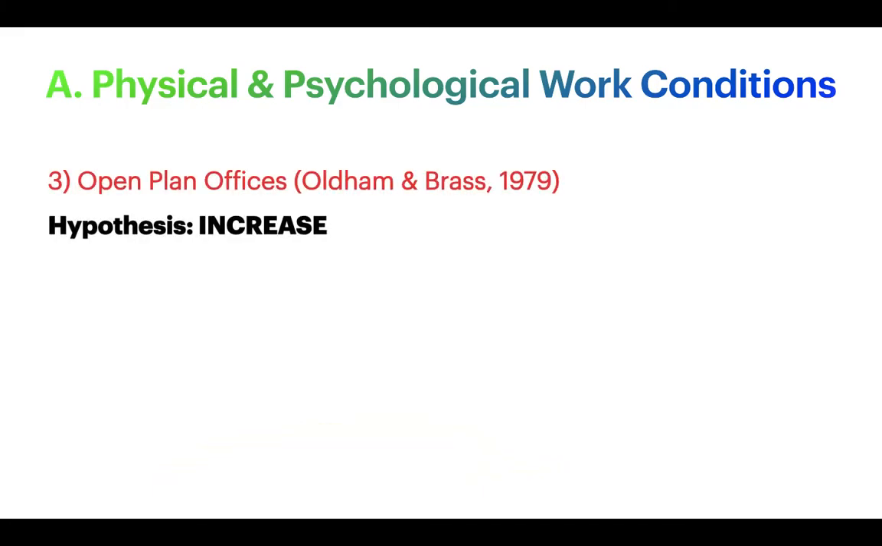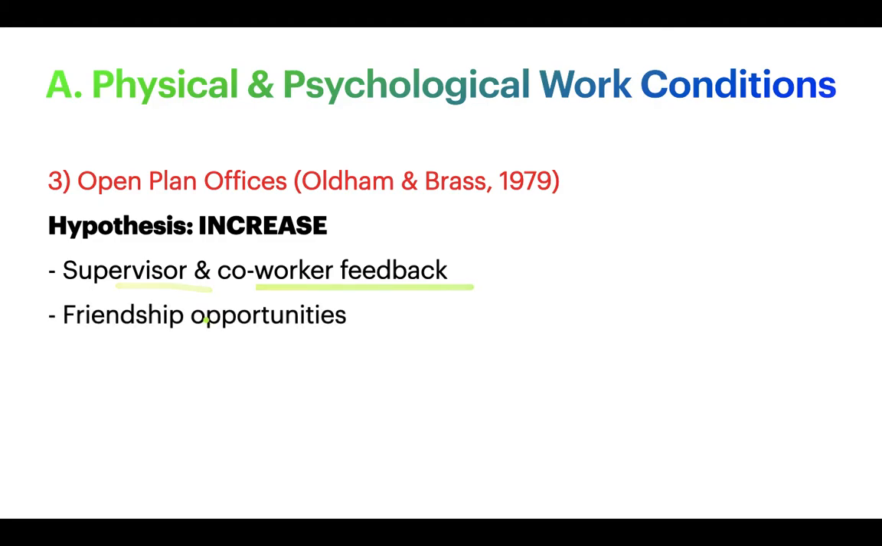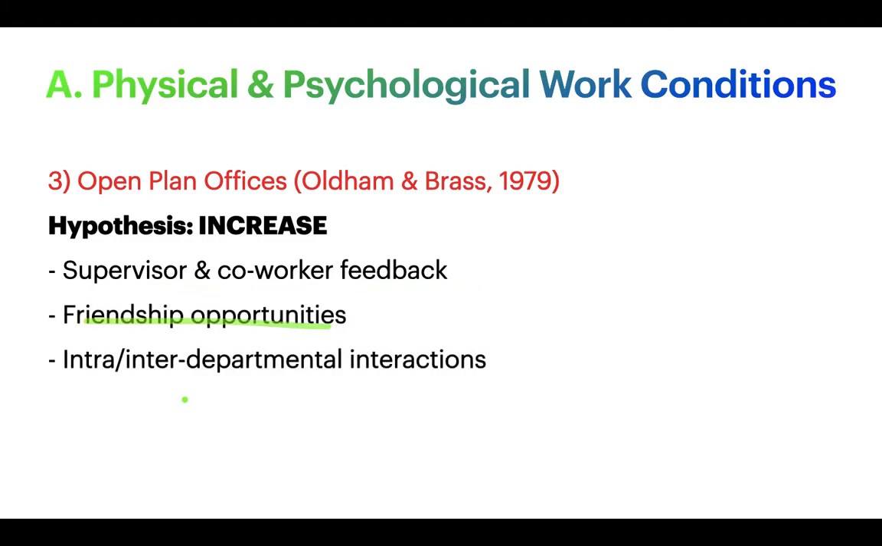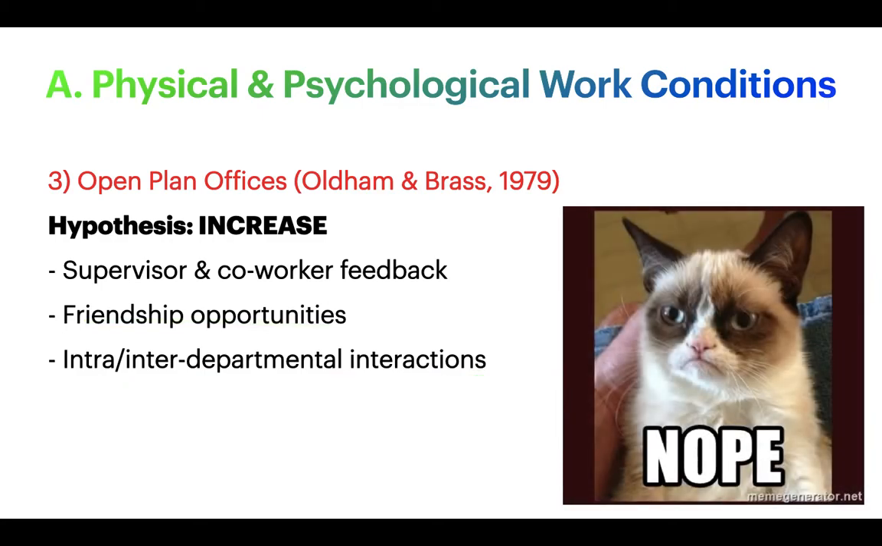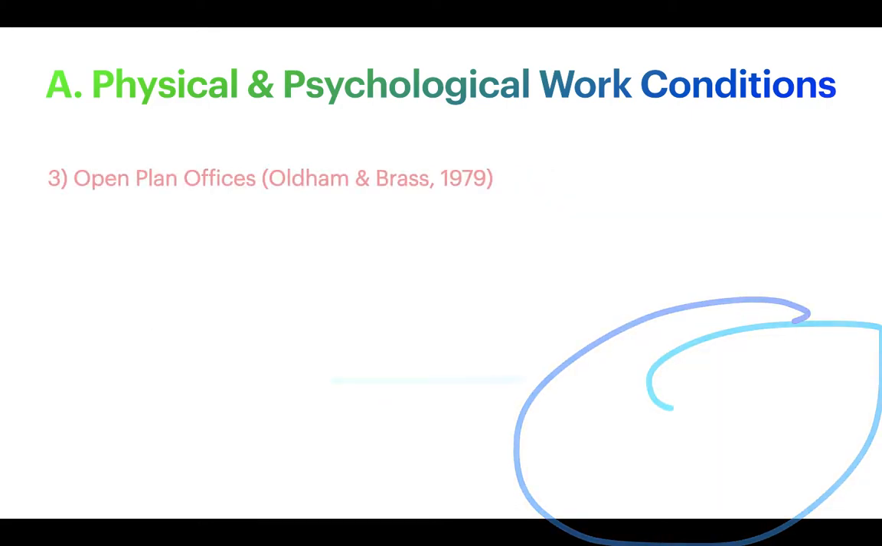Okay. Hypothesis: they hypothesized that there will be increase in productivity and satisfaction because supervisors and co-worker feedback would increase, friendship opportunities should increase, intra and interdepartmental interaction should increase. But nope, that was not true, right? So they believe, remember, people believe that if you had an open plan office, people can communicate with each other. So they believe that feedback would improve, opportunities for friendship would improve, interaction would improve.